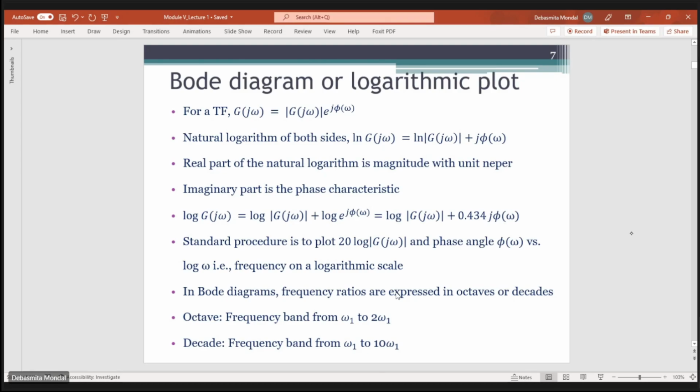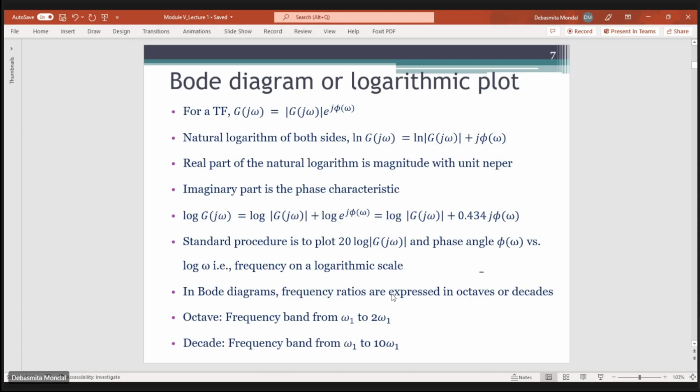Now, instead of taking the natural logarithm, if you take only log, this will be replaced by log of G of j omega plus log of e to the power j phi omega. So you will have the term 0.434 j into phi of omega. The standard procedure to plot the frequency response of any transfer function or system is to plot 20 log magnitude of G of j omega and the phase angle, phi of omega, versus log of omega.